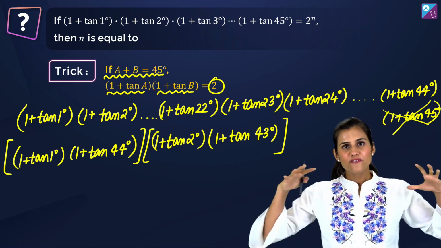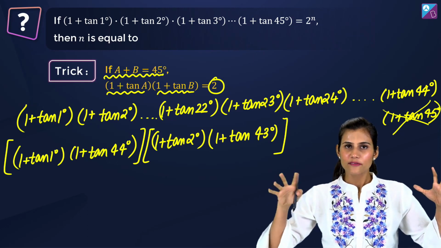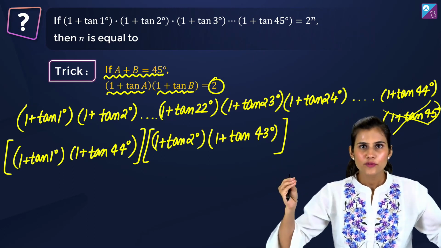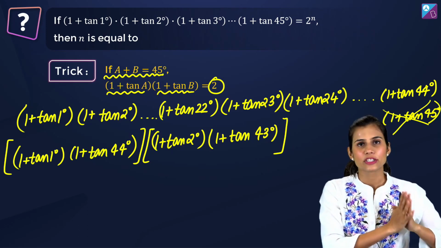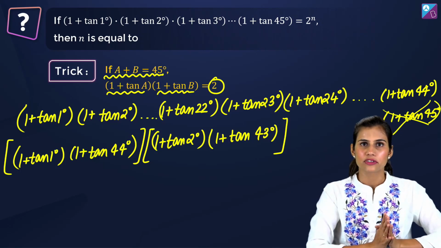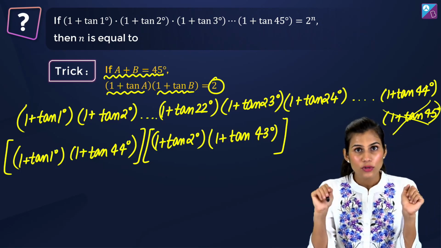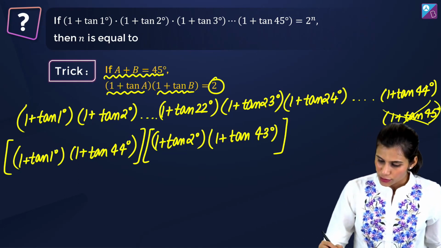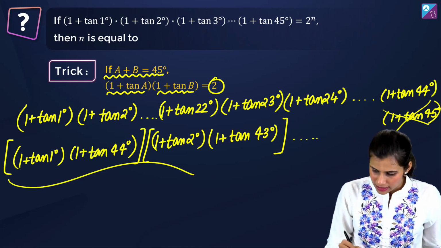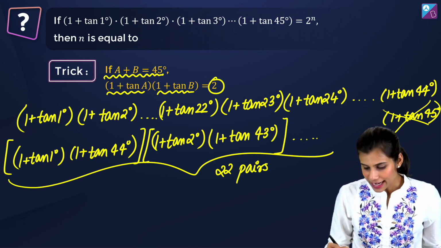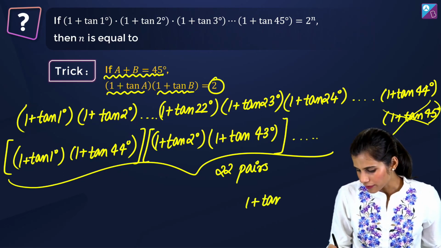So you have 44 terms in total, right? After we have ignored the last term, 44 terms. First term from the beginning, first term from the end, creating a particular pair. Second term from the beginning, second term from the end, creating a particular pair. So if you have 44 terms, you will have 22 pairs, exactly half, right? So you will have 22 pairs like this, 22 pairs. And in the end, you will have 1 plus tan 45.